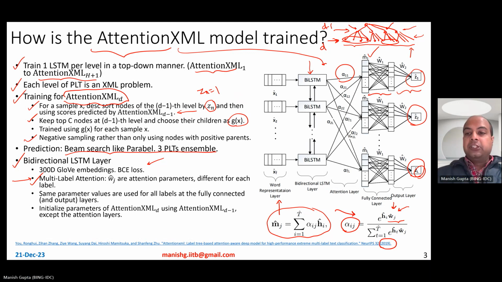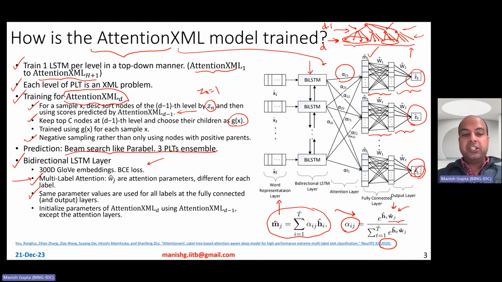Okay. So the other interesting part that they do is that they share these weights across all labels. So the same parameter values are used for all labels at the fully connected and the output layers. So all of these labels essentially have the same parameter values, and sharing these parameter values, of course, makes computations efficient and saves the space.